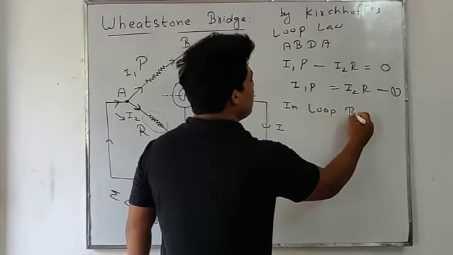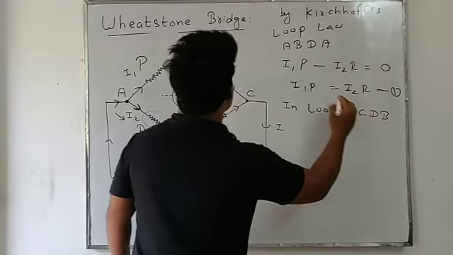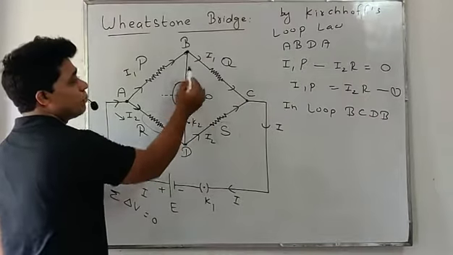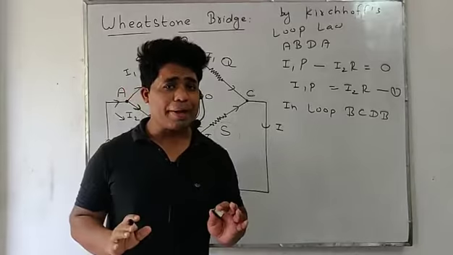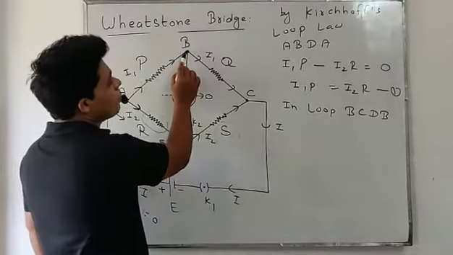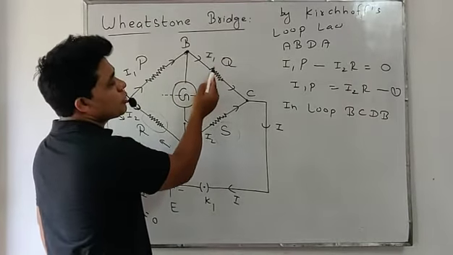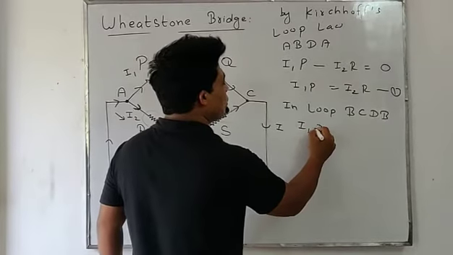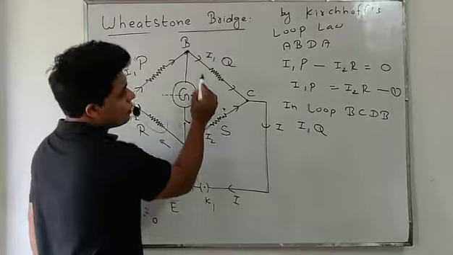In loop B, C, D, B. Look, in B, C, D, B. In this loop, now I'm applying Kirchhoff's second law. So you start with B point. The resistance comes Q and its current I1. So I1Q, current into resistance.